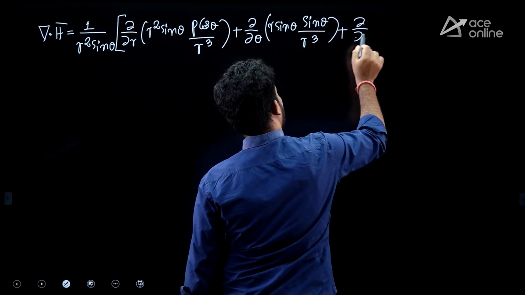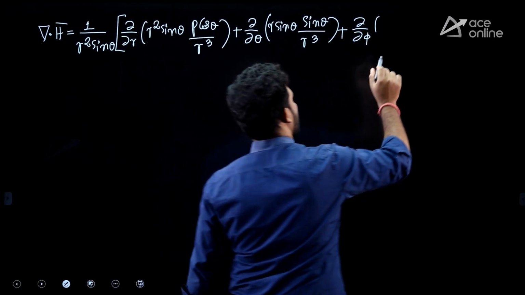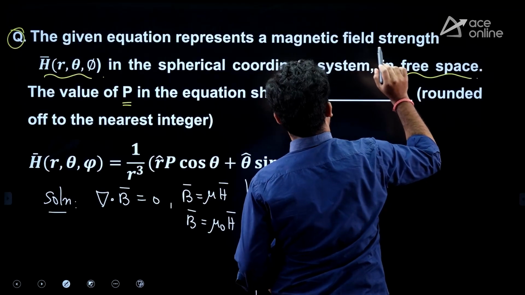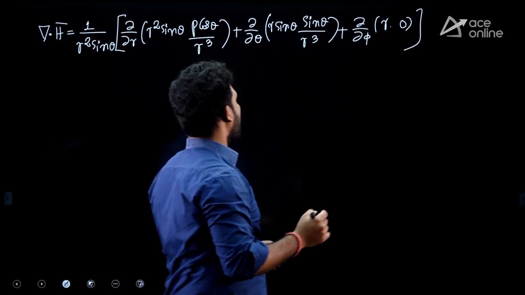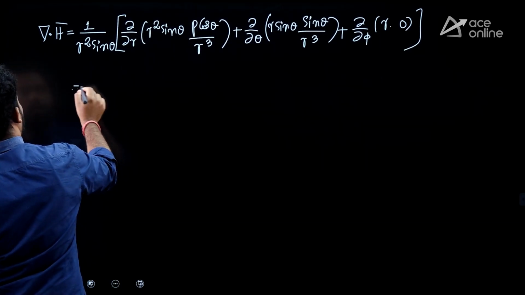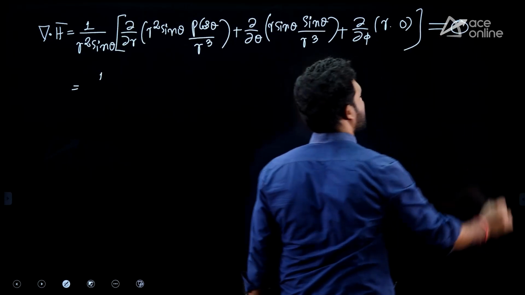Plus dou by dou phi, into this one is r into h phi. H phi is, there is no phi component. So this is 0. Yes, guys, so can you write down in a single, this is equal to 0. That is important. Divergence of h is equal to 0.